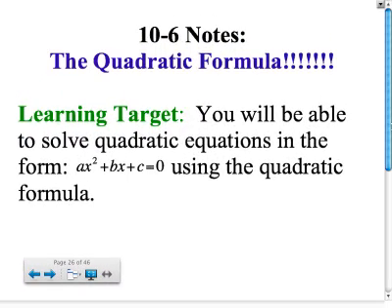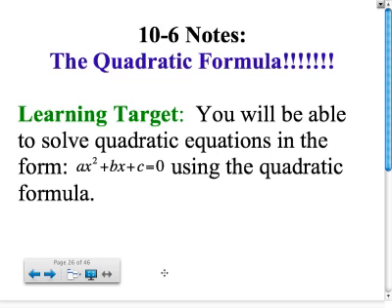Section 6 here, we're going to look at another method for solving quadratic equations. Namely, we're going to look at using the quadratic formula. And I'm pretty sure most of you are familiar with this, but obviously we're still going to go through and look at a few examples just in case.